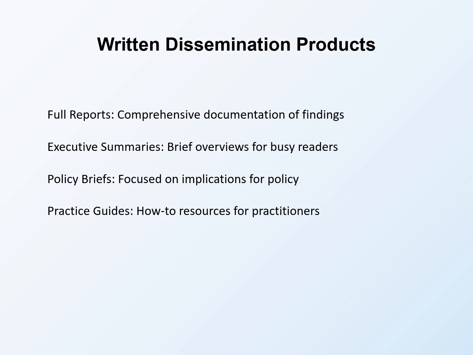Written dissemination products require attention to quality, accessibility, and strategic positioning. Well-crafted written products extend your project's influence long after the grant ends. Report structure should organize content logically with clear sections that readers can navigate easily. Executive summaries, tables of contents, and section headers help readers find what they need. Consider your audience's needs when structuring reports.